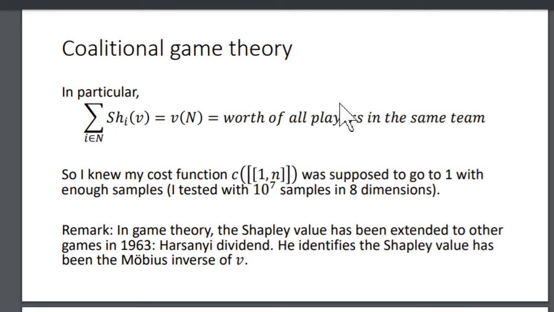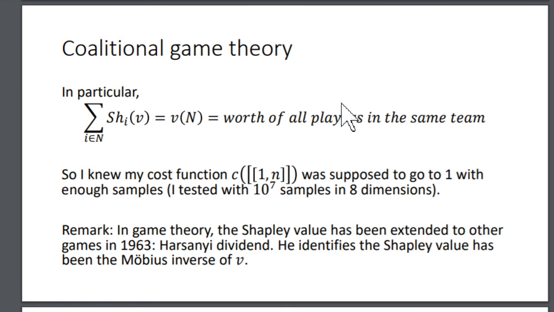Okay, and while I was doing some research about why I was wrong or not, something I learned is that in game theory, the Shapley value has been extended to other games. I'm not sure exactly what the difference is. It's called the Harsanyi dividend. It identifies the Shapley values as being the Möbius inverse of V. So here, basically the Shapley value of i is just the Möbius inverse of V at i. So it's just a fun remark.